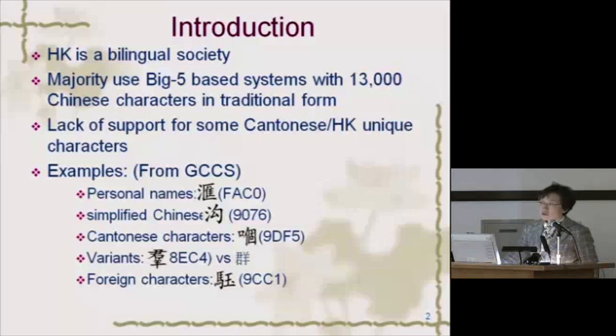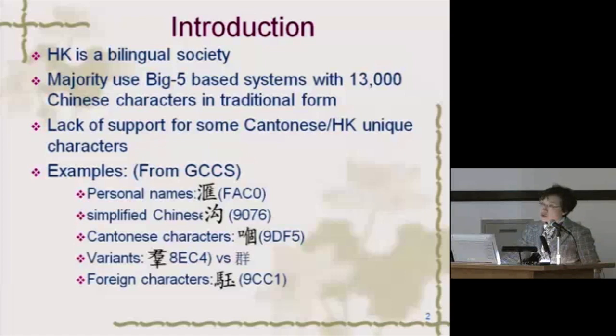Firstly, everyone knows that Hong Kong is a bilingual society. Sometimes we want to say that we're trilingual because Cantonese as a dialect is different from Mandarin. But the written system is basically two, English and Chinese. And Hong Kong uses traditional Chinese. So the first computer that came into Hong Kong was the Big Five-based system from Taiwan. So we had about 13,000 Chinese characters in our system, and this was originally under the so-called Big Five system.